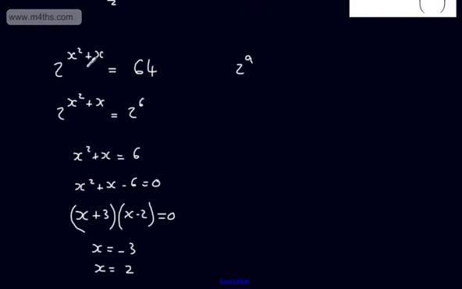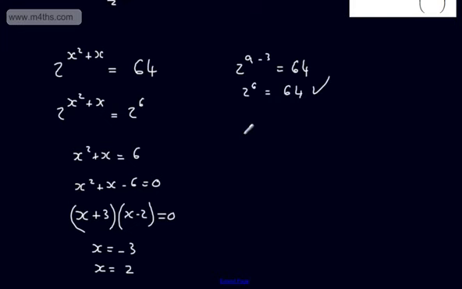So let's go ahead and put that in. So can we use the minus 3? I put it in, I square that, that's going to give me 9. And then I add to it x, which is going to give me now minus 3. Does that equal 64? Well, that gives me 2 to the power 6, which is 64. So we can see that that holds.